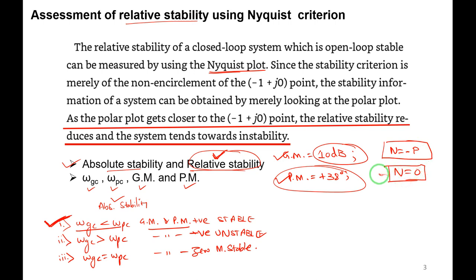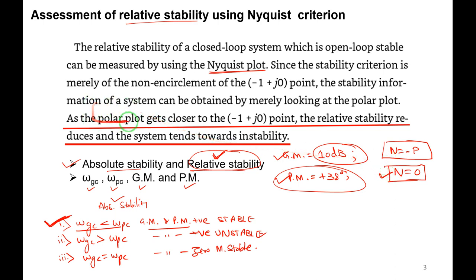If n is 0, what is the indication of this? The Nyquist plot should not encircle the -1 plus j0 critical point. If it does not encircle, then the system is stable. I hope you are getting it right. Okay, then what is the information we are getting?